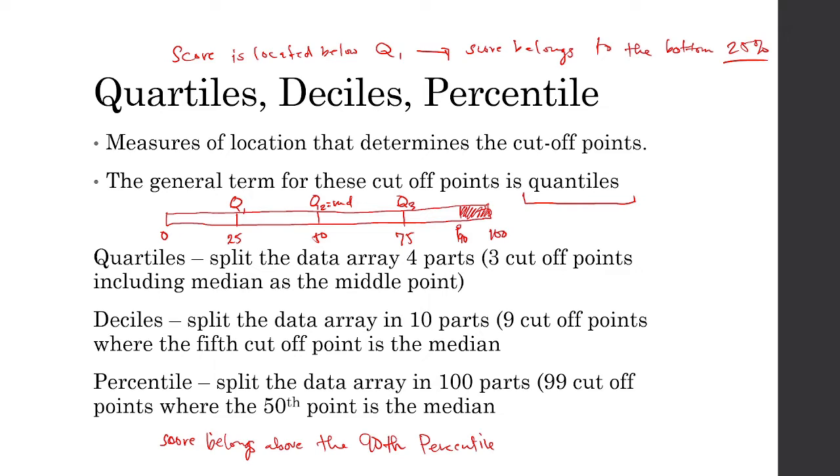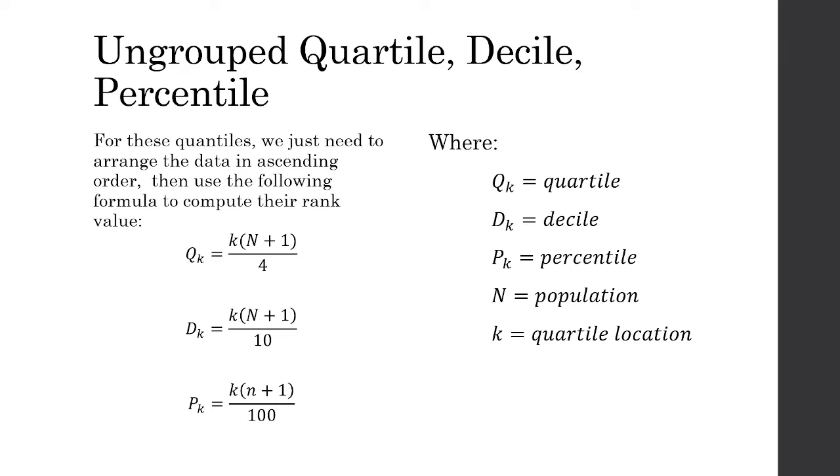And by measures of location, syempre, dapat alamin natin kung paano natin to i-quantify or paano natin to isosolve mismo. So, in that, we use these formulas. These formulas belong to the ungrouped data of quartile, decile, and percentile. By formula, this is just the rank value, just like our median, wherein we first compute for the median rank value before we identify the median.